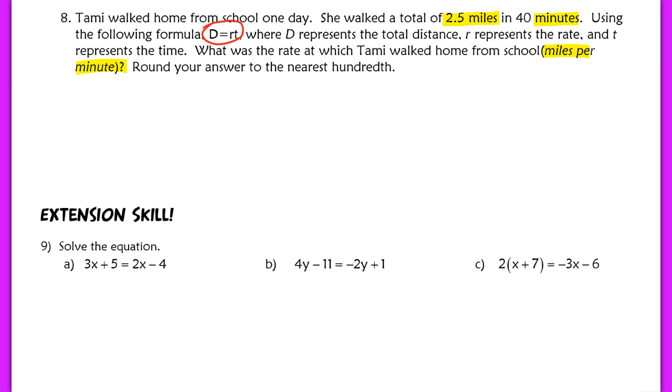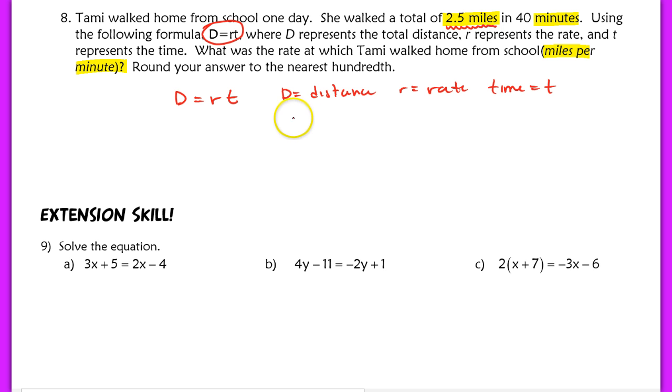So we're going to use the equation that they tell us. D equals R times T. So D is distance, R is a rate, and T is the time. So let's go through and actually look at what we know. Well, 2.5 miles, the given distance here, is the D variable. So we have D equals 2.5. We also have that she walked this in 40 minutes. So that would be a time, right? Minutes is a time, so I'm going to write T equals 40.